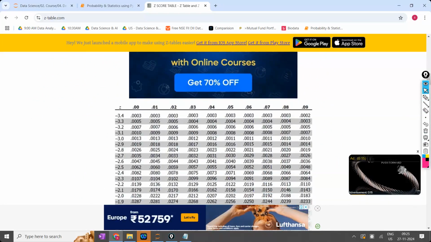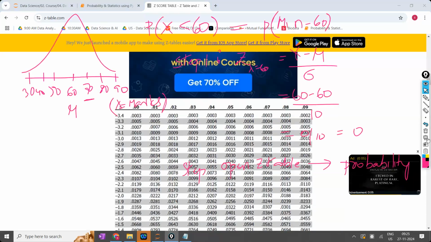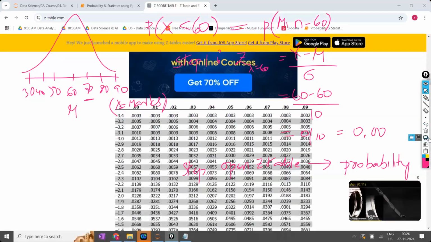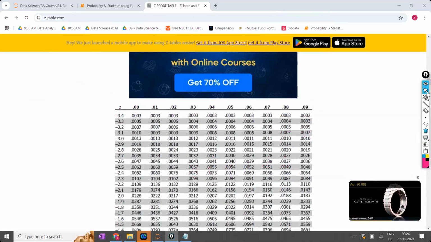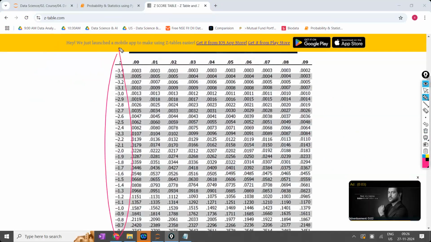Now how to understand the z table: earlier I have calculated the z value. This z value you have to consider up to 2 decimals. If it is more than 2 decimals, round it to 2 decimals. So here I have got 0.00, rounded up to 2 decimals. This here, up to 1 decimal, indicates this one. This is your z value up to 1 decimal. Your second decimal is here.